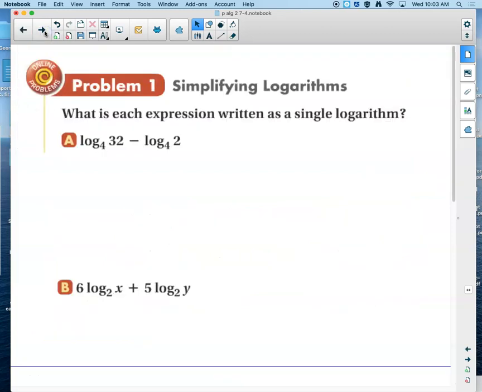So we get right into it today. This is another one of those where, depending on how you guys feel about this and the questions you ask, this is not going to take too long today. But I want to make sure that everybody remembers the rules follow what we do for exponents. So this one says, what is each expression written as a single logarithm? Now, that's condense.